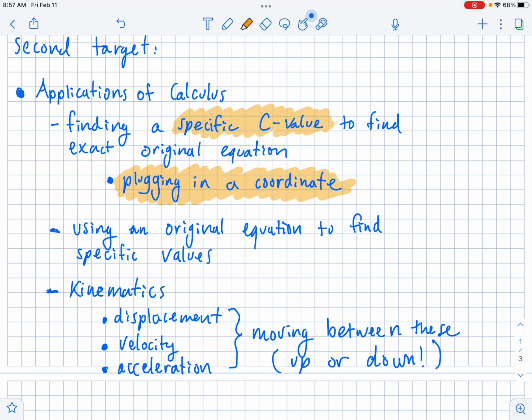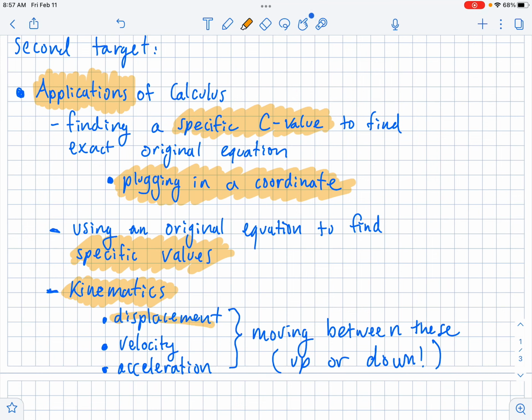Then once you have that original equation, we might ask you to find specific values. So if we give you an x value, you can plug it in and maybe do a little interpretation if it's some sort of word problem. I guess in general, applications sort of means that it might involve a word problem. Speaking of word problems, kinematics. They're not gone, they're back.